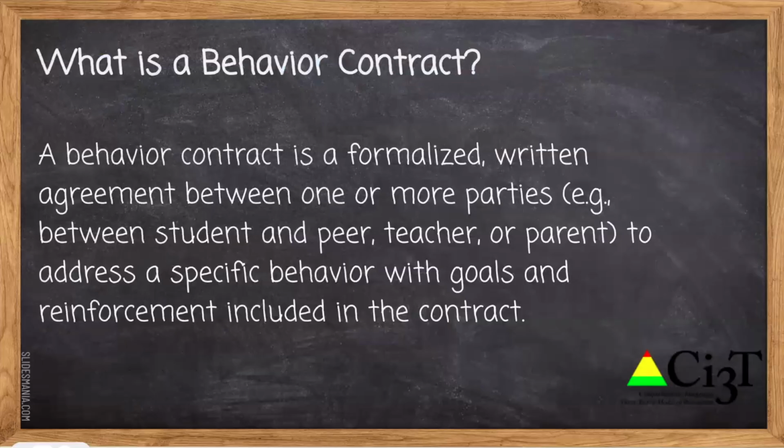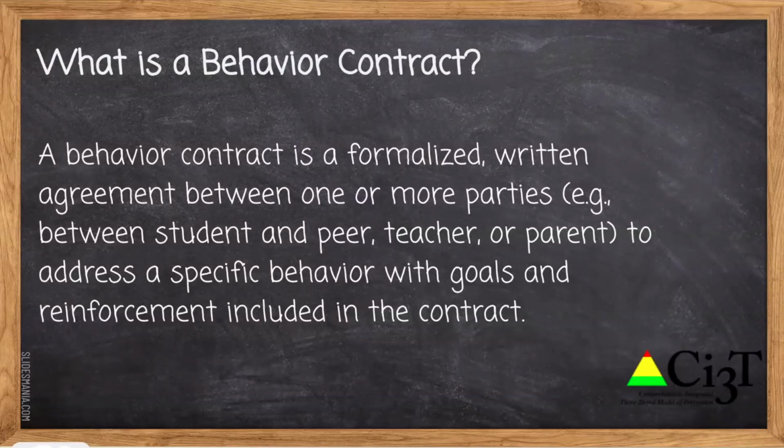So what is a behavior contract? A behavior contract is a formalized written agreement between one or more parties. It could be between a student and a peer, a student and a teacher, a student and a parent, or a student and a teacher and a parent. The purpose is to address a specific behavior with goals and reinforcement included in the contract.